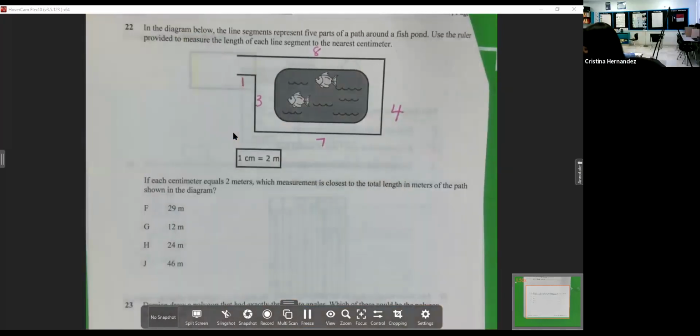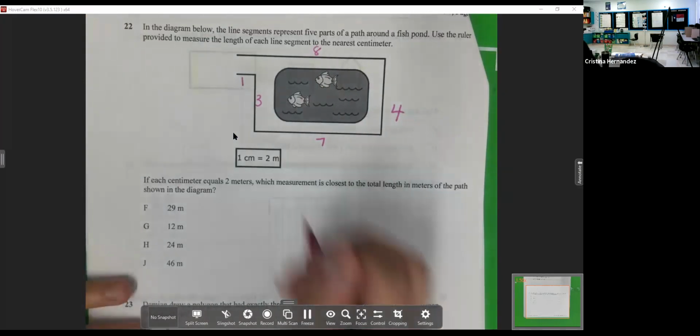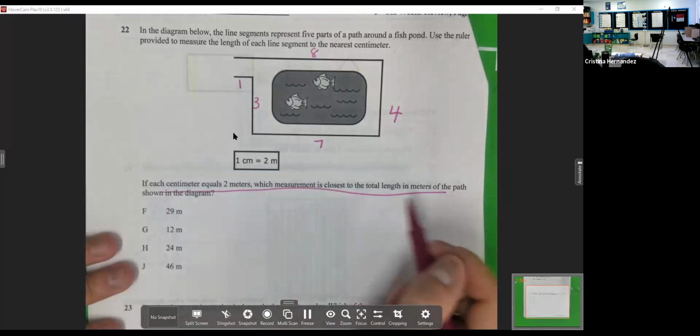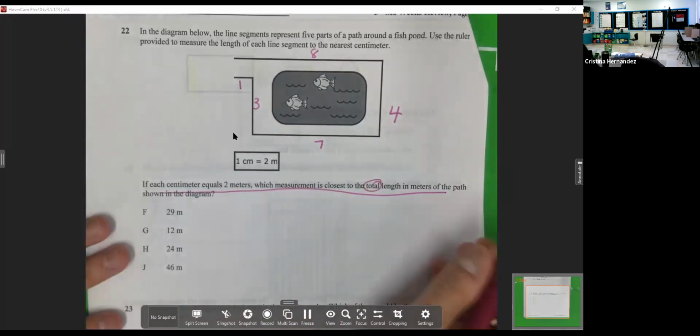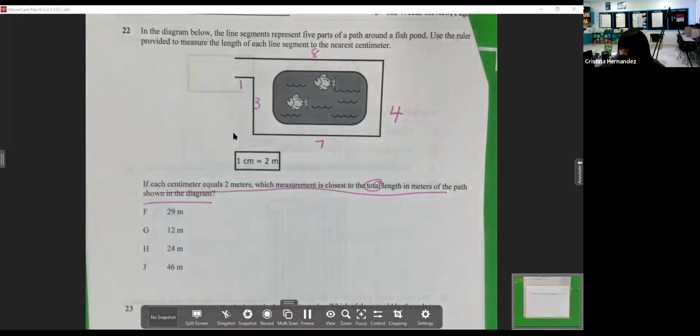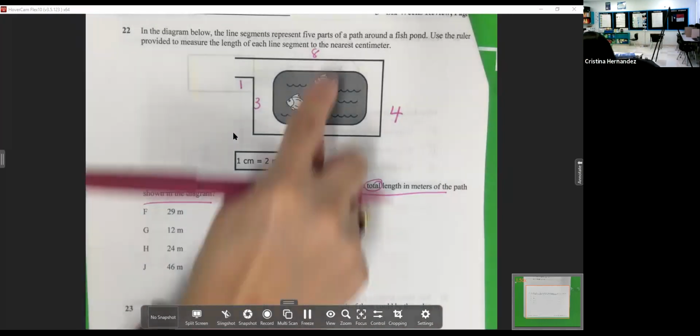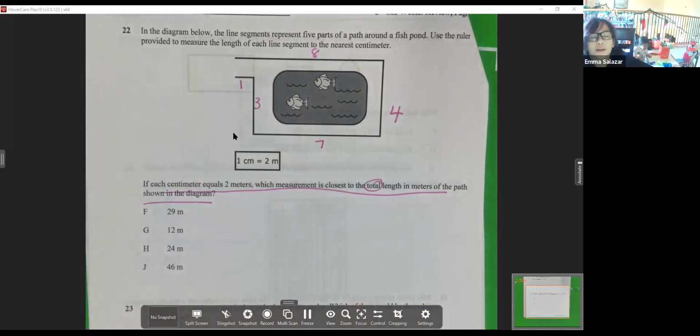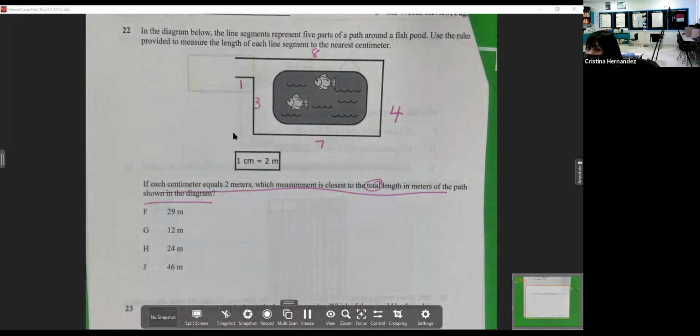So it says if each centimeter equals 2 meters, which measurement is the closest to the total length in meters of the path shown in the diagram? So what do we need to do first with all of these? It's a two-step problem. We times them with 2. What can we do first?